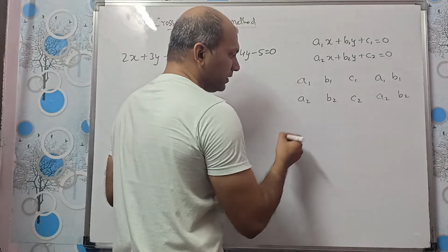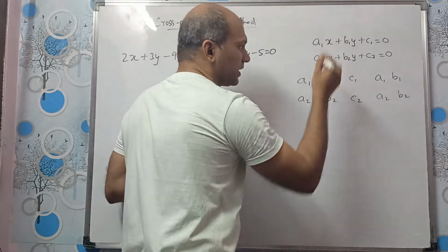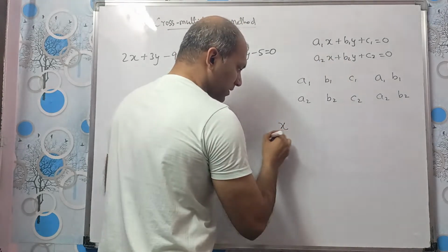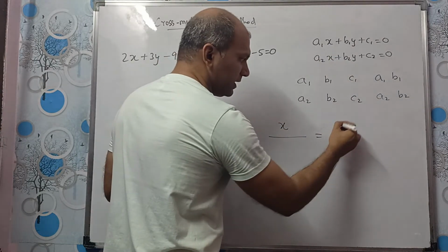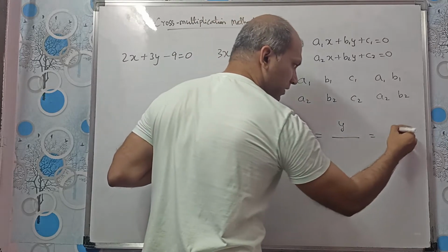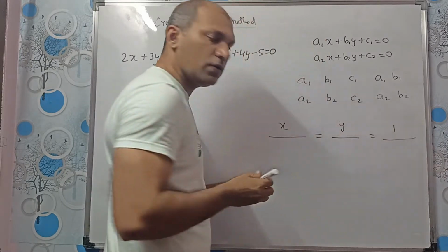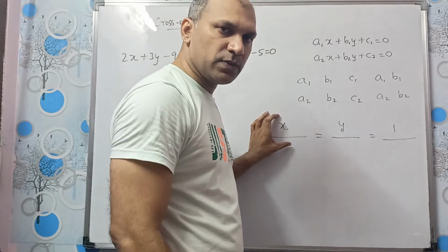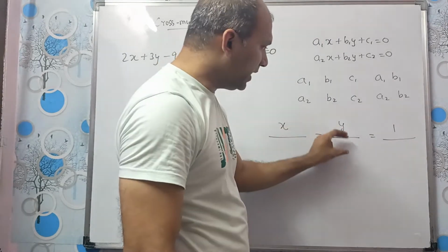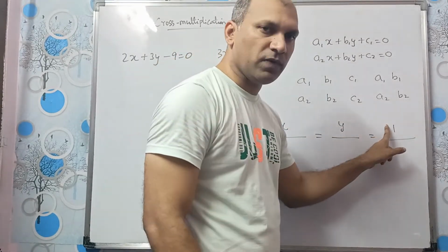Now, after writing the coefficients, how should we find the values of x and y? See, x divided by blank is equal to y divided by blank is equal to 1 divided by blank. We should write it like this. Here we should write x value divided by, y divided by. Here every time we should have 1.